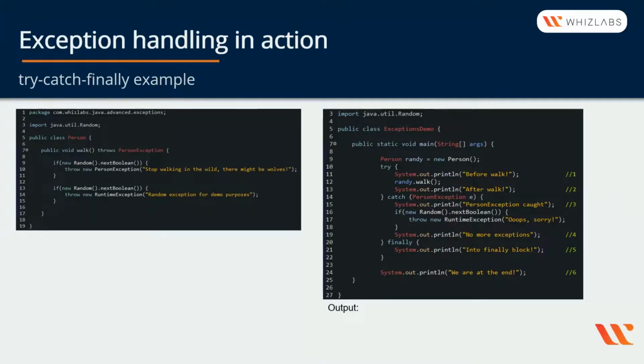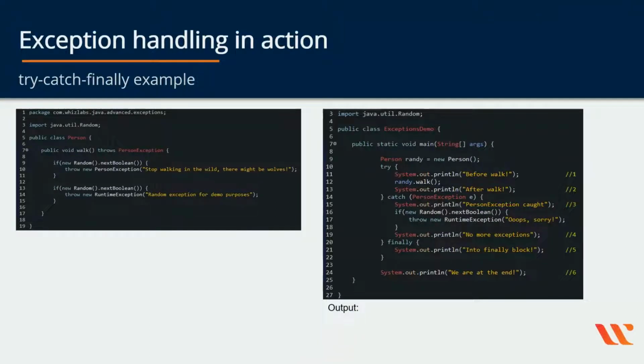Let's see in action all the situations we've described. We have the walk method in the class Person. That method can throw PersonException, which is a checked exception, and RuntimeException, which, as you know, is an unchecked exception. In the ExceptionsDemo class, we have created a Person object on which we call the method walk.